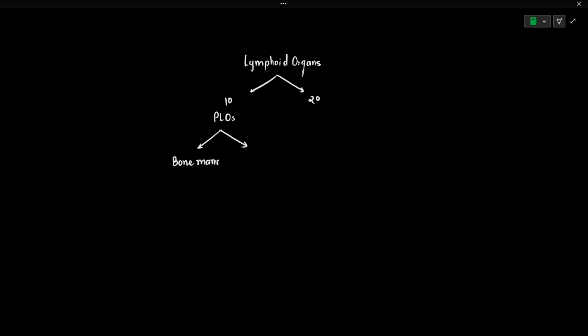in adult mammals, which gives rise to all of the immune cells, specifically the ones which are part of innate immunity as well as adaptive immunity. But the T cells, the T lymphocytes, will be matured in the thymus. That is why that is also a part of the primary lymphoid organs.